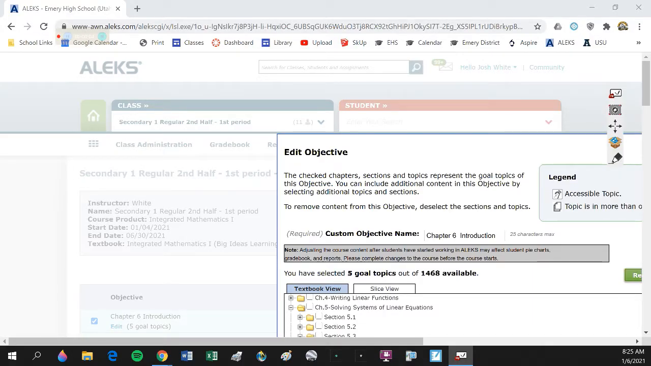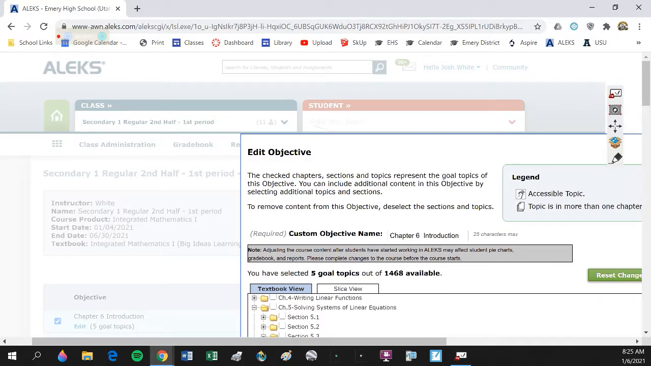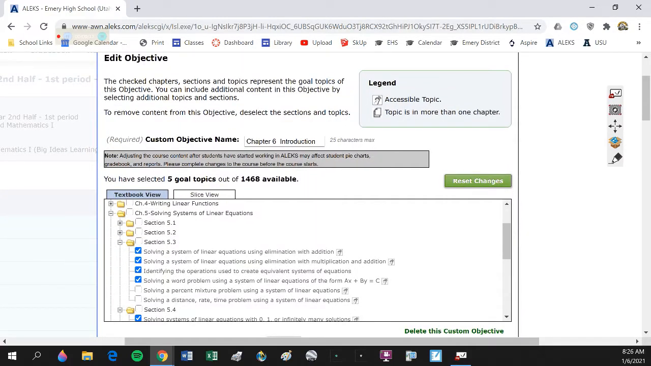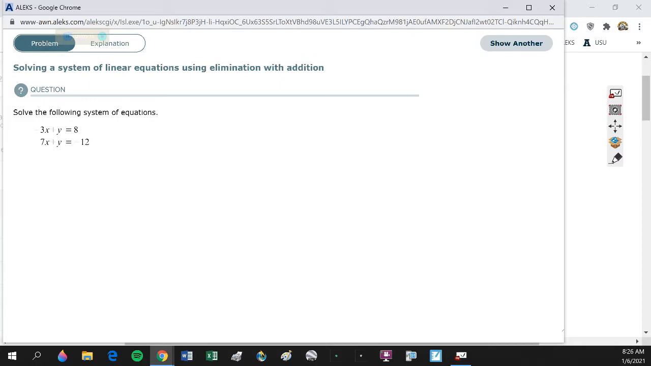Okay, we are working on the chapter 6.1 assignment, and let's see if it will work for me. All right. What do I need to do to set this up for elimination? How do I need to alter this?